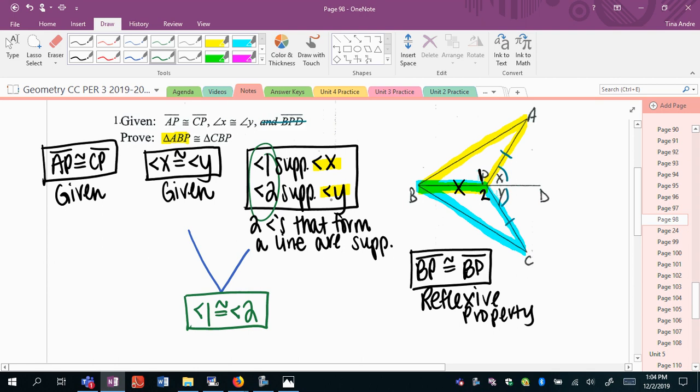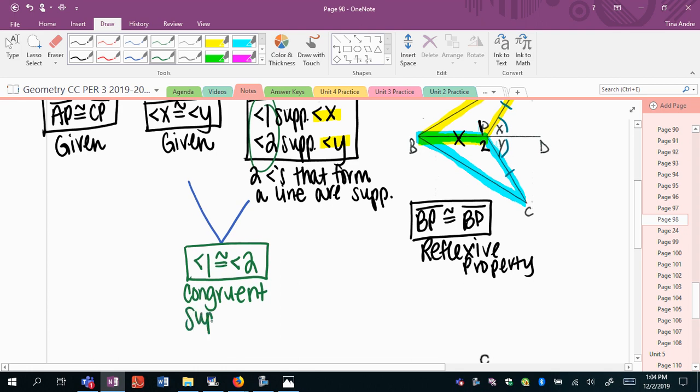Since X and Y are equal and they're supplementary to 1 and 2, 1 and 2 have to be congruent by the congruent supplements theorem. So that's what this is called, the congruent supplements theorem. You could also say supplements of congruent angles are congruent. 1 and 2 are supplements of congruent angles X and Y, so therefore they're congruent. You could write it out.